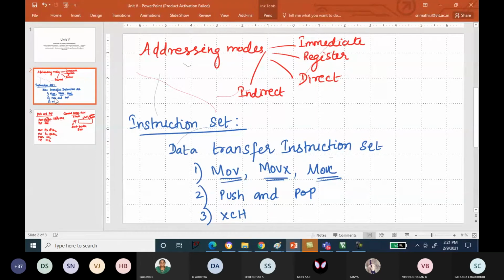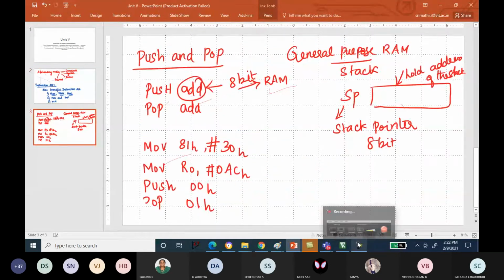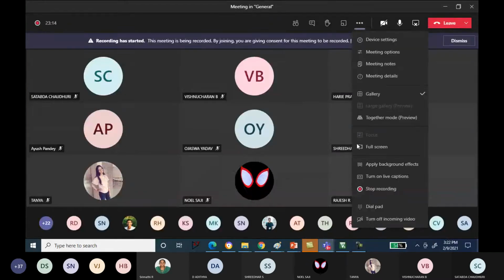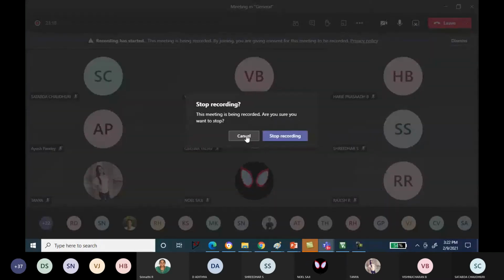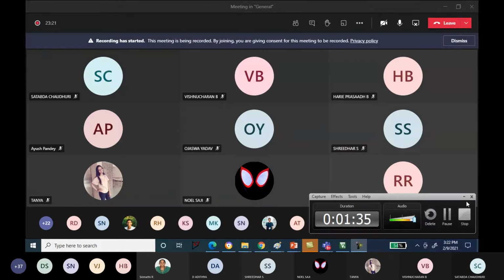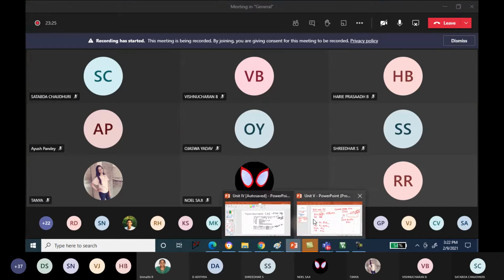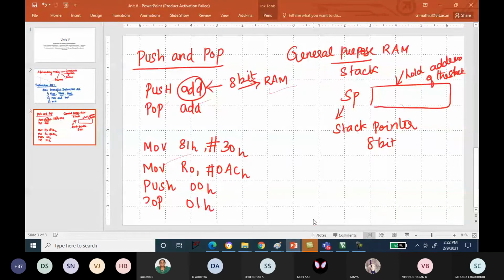Coming to the push and pop instructions, we are going to discuss them now. Push will be followed by an address. This is the general format of the push instruction: push followed by the address, pop followed by the address. Push and pop instructions are related to stack.